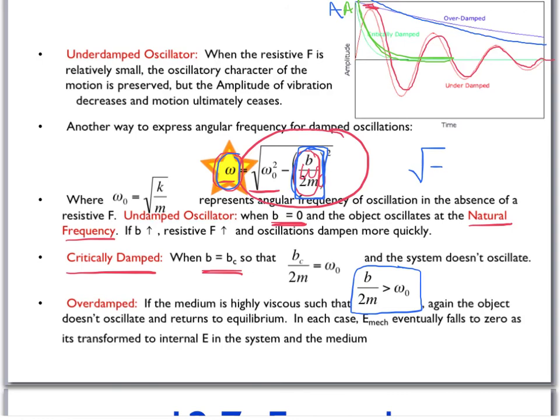Now in each case, your mechanical energy is eventually going to fall to 0 as that energy is transformed to internal energy in the system and in the medium in which it is oscillating.